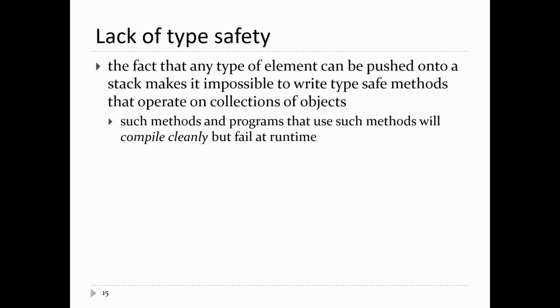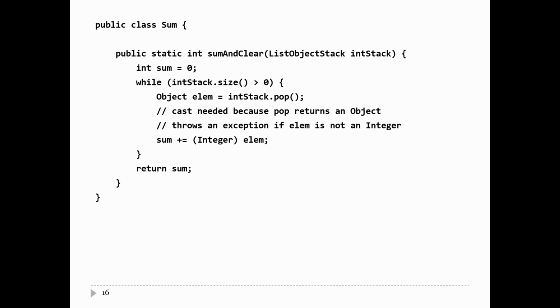The more serious problem is that it's impossible to write what are called type-safe methods if this is the way that you're implementing generics. So imagine that I want to write a method that sums the elements of a stack. Here, I'm assuming that the stack contains a bunch of Integer objects. You can write the method, no problem. This is going to sum and clear a stack. Basically, it's just going to pop all the elements off the stack, and it's going to sum the elements as we go.